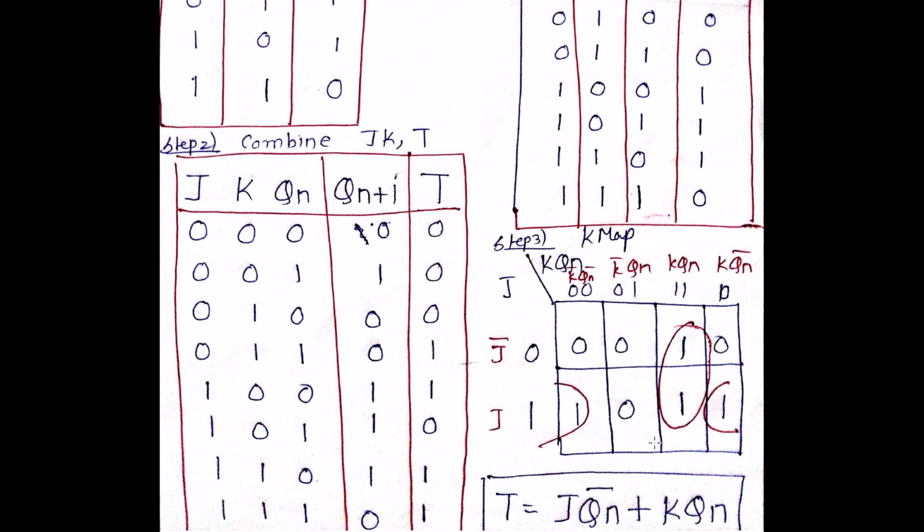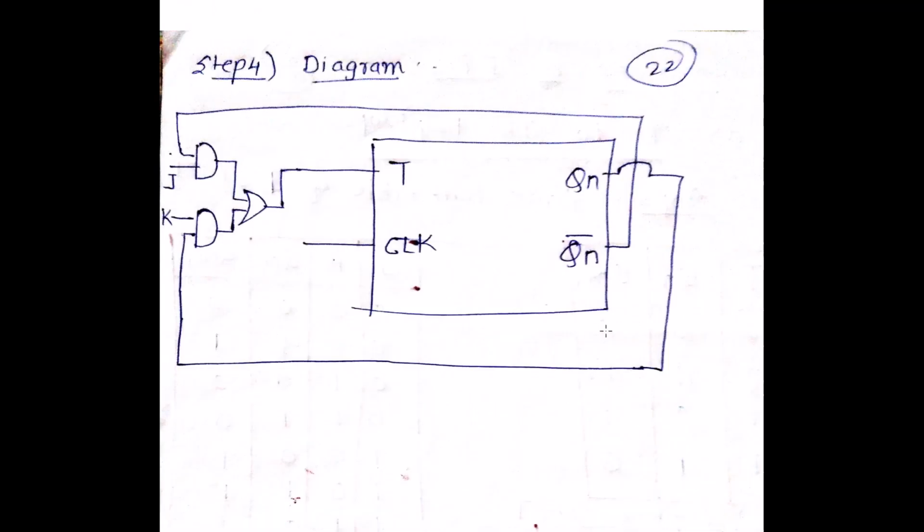Already a K-map video is uploaded on my YouTube channel, you can watch it from there. And just derive the expression. So these 1 and 1 can be grouped together, which will be J and Qn bar. And this 1 can be grouped together to form K, Qn. So from this diagram, just draw the diagram. The T is connected to J and Qn bar plus K and Qn. So this is my diagram. Hence, I can convert my T flip-flop to a JK flip-flop.